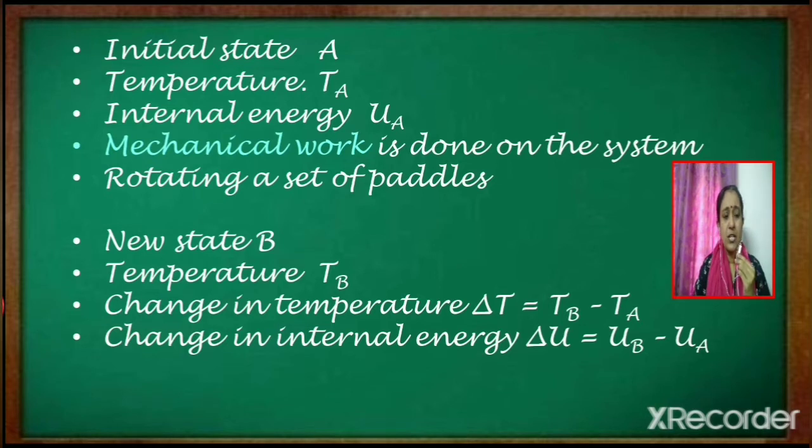Now how can we get the change in temperature? We know the initial and the final temperature. So change in temperature delta T will be equal to TB minus TA. That is temperature of the final state minus temperature of the initial state. Now what will be change in internal energy delta U equal to? It will be equal to UB minus UA.